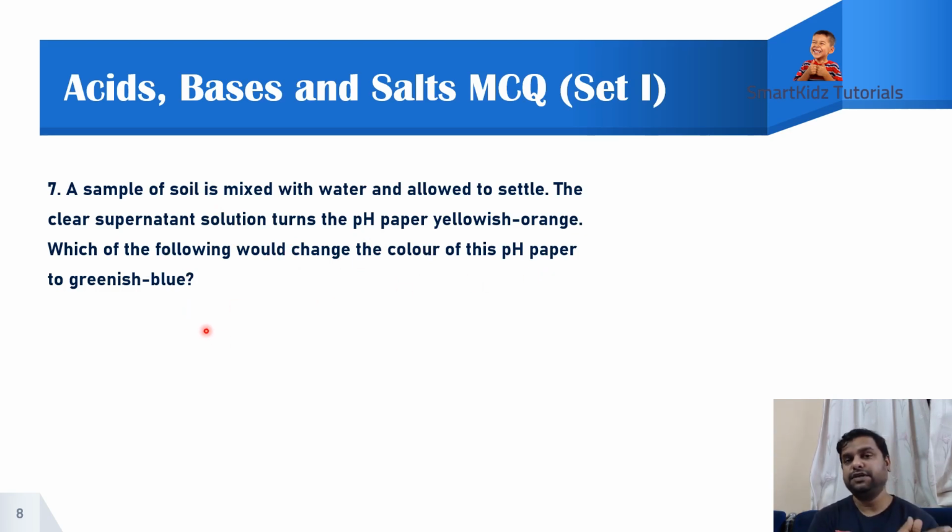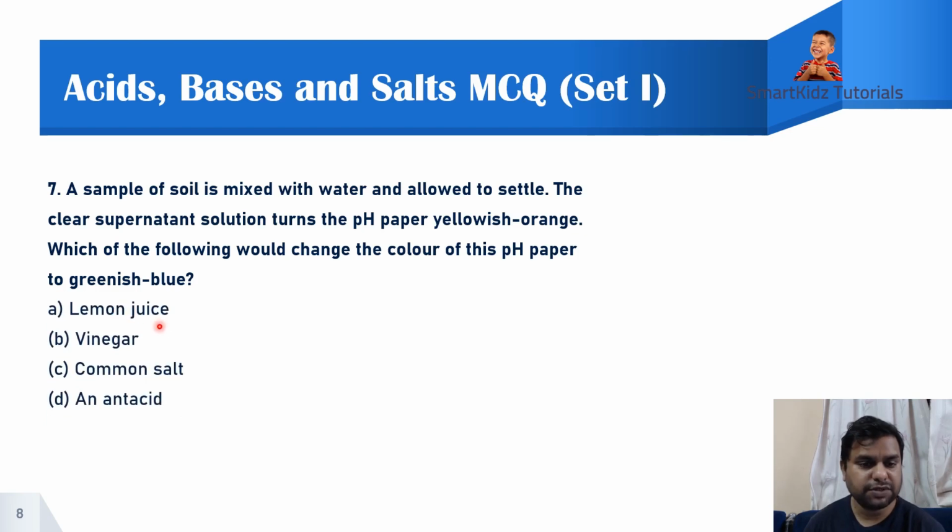Obviously, you associate blue with basic, so it has got to be something basic. We'll have a look at the choices. Lemon juice, vinegar, common salt, antacid. Lemon juice is acidic. Vinegar is also acidic because it's acetic acid. Common salt is neutral. It has got to be an antacid.